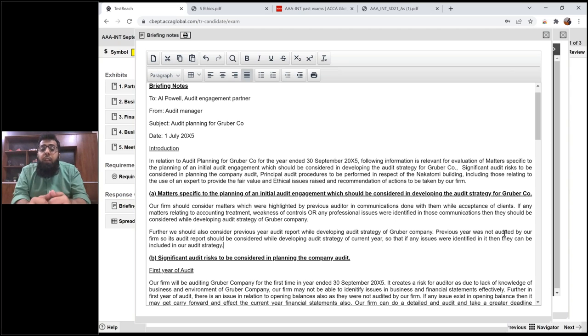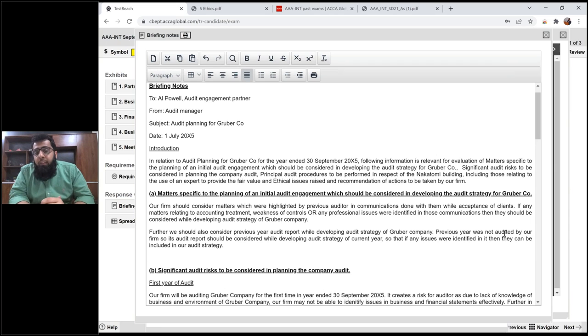Okay. I want you people to understand the requirement. Now, one more important thing. What many students do is that they try to do the answers in a rush. They think, okay, just mix it with any other topic and go with it. No. Read the requirement, what it is asking. It is asking the matters which should be considered while developing the audit strategy. And specifically, since it is the initial audit engagement, since it is the first year of audit, what other matters can you consider?